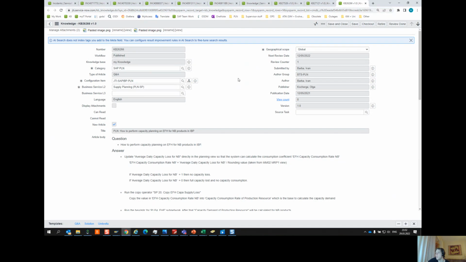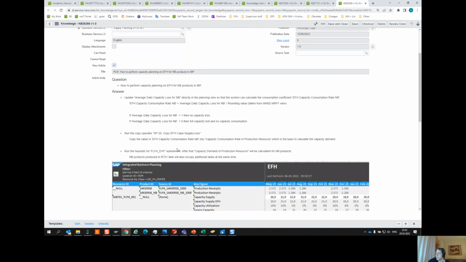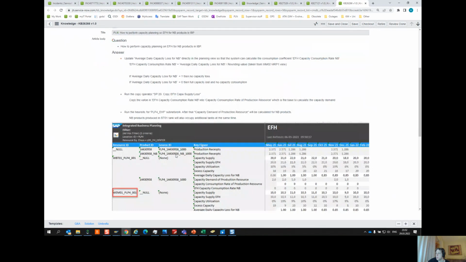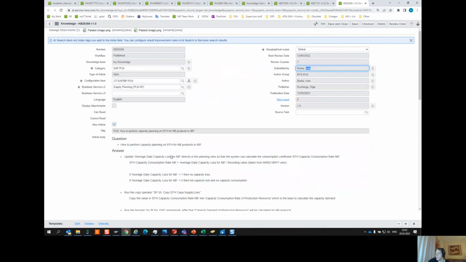I'm not sure. And finally, the third KB article on supply planning was written by Ivan Barba: How to perform capacity planning on European flavor house for NB. I'm not sure what an NB product is. I don't know really. NB products in IBP.